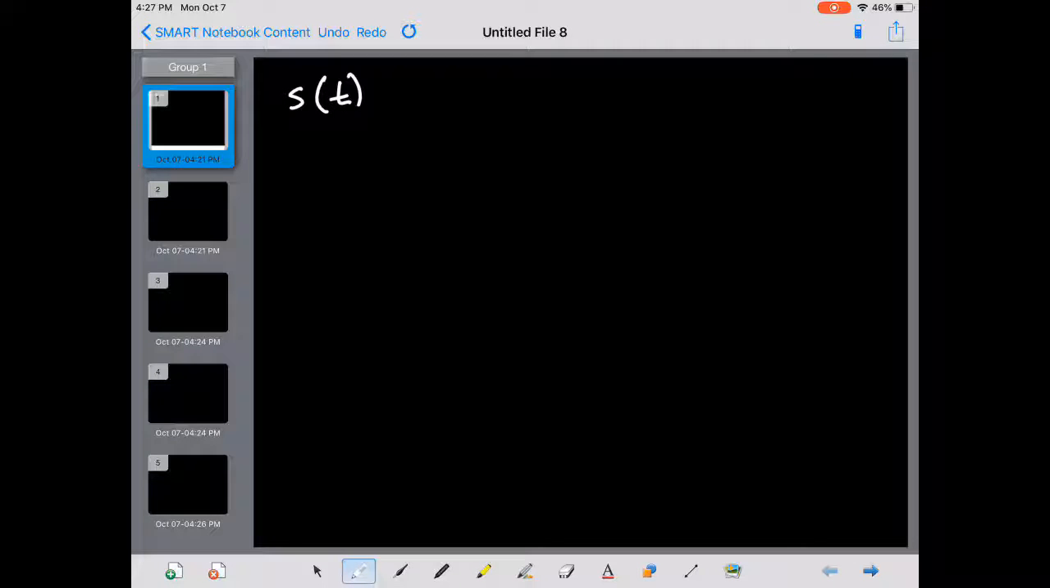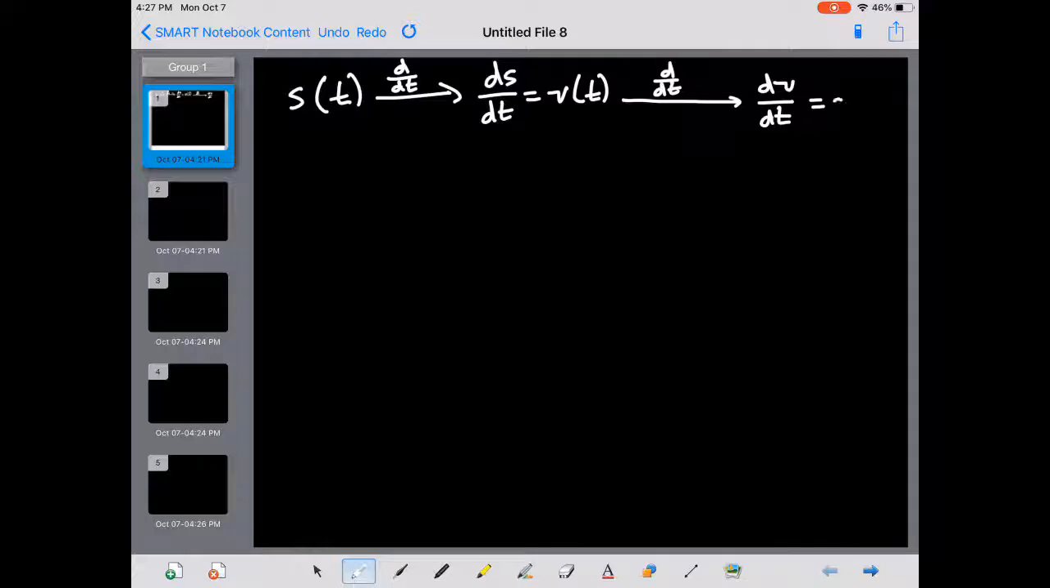Now, we've talked about the way that I get from position to velocity, v of t, is by taking the derivative of my position function with respect to time. We call this ds dt, or dx dt, which is the rate of change of position, which is equal to our velocity. If I take the derivative of velocity with respect to time, it's dv dt. We know that that is equal to acceleration, because acceleration is the rate of change of velocity.